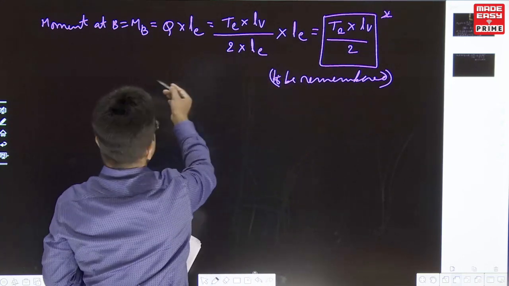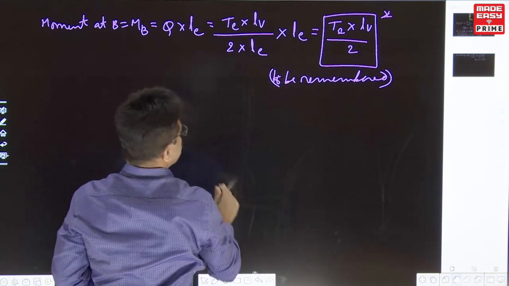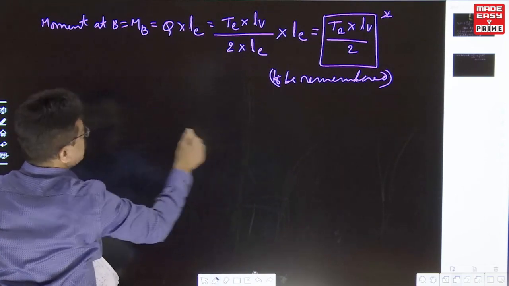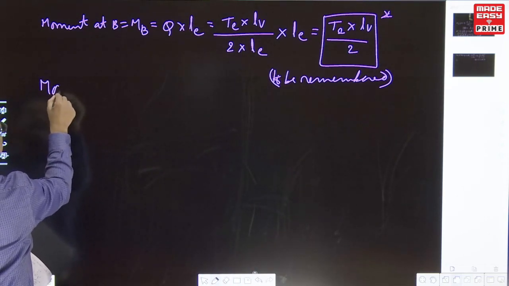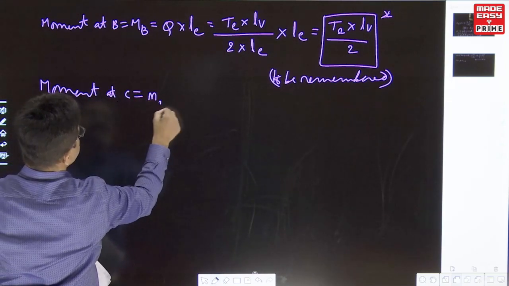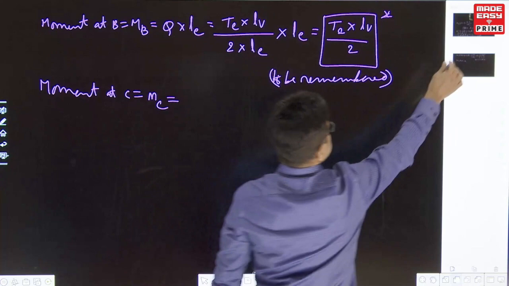But once you find those values, you will automatically remember T into Lv by 2. Now the moment at C, that is where the connection is made. Moment at C is nothing but MC. Moment at C means this one.